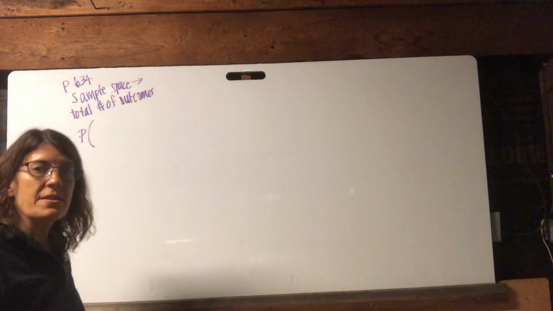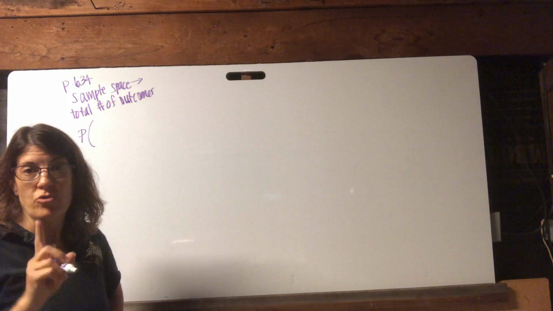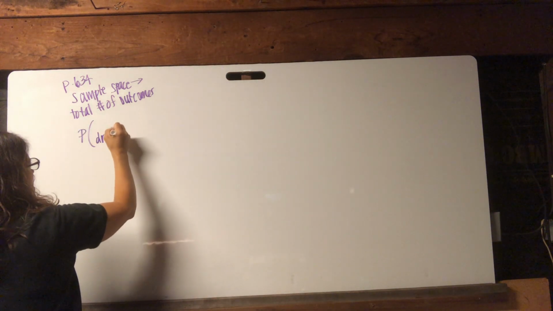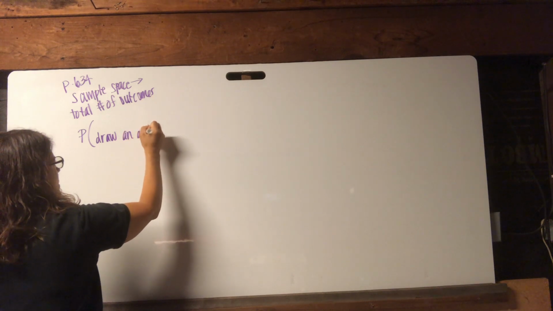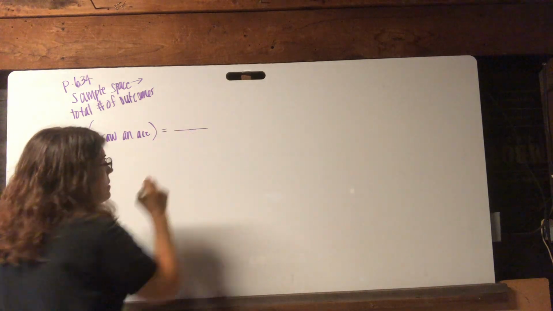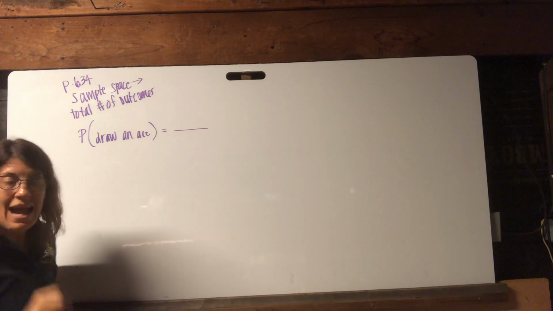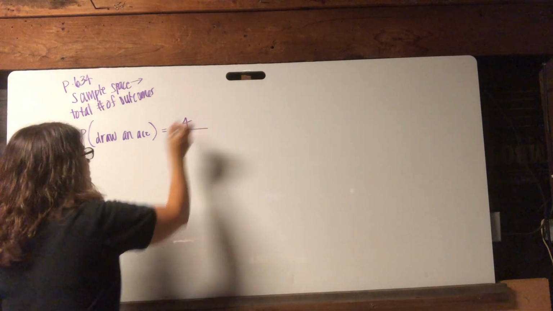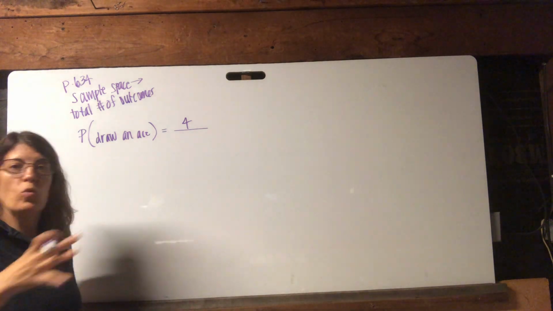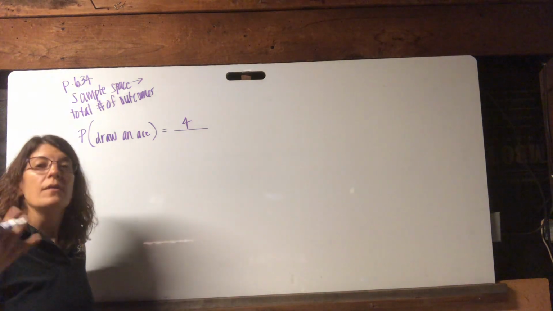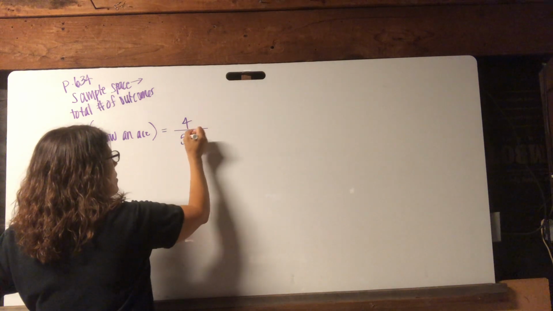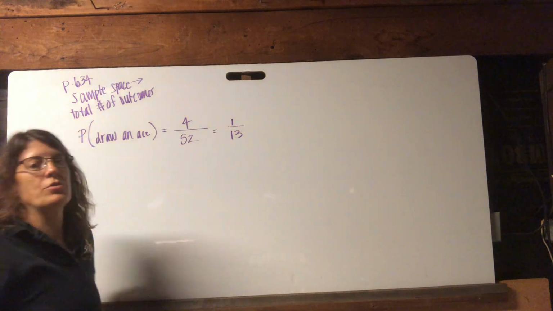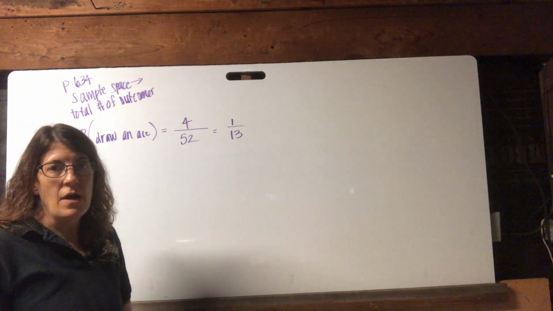Probability, we're going to do cards now, okay? We're going to do cards and we're going to draw 1 card. The probability that you draw an ace. Okay, how many aces are there? 4. How many total ways can you draw the card? 52. Always reduce. You have a 1 in 13 chance of drawing an ace.